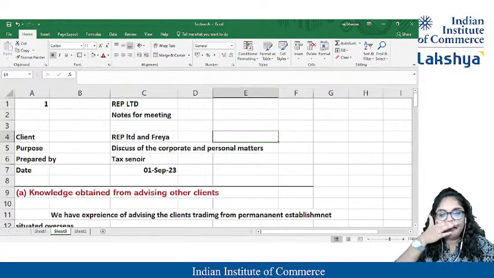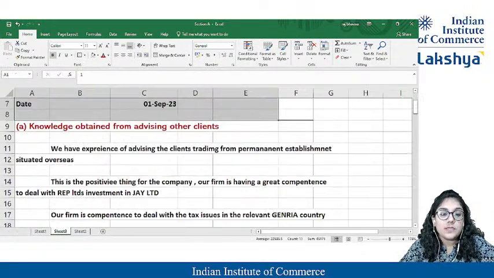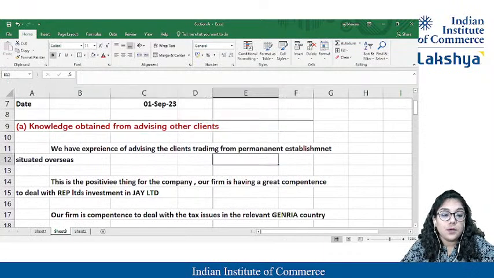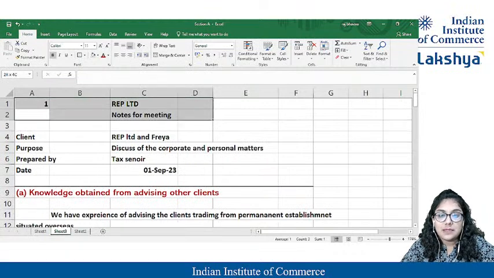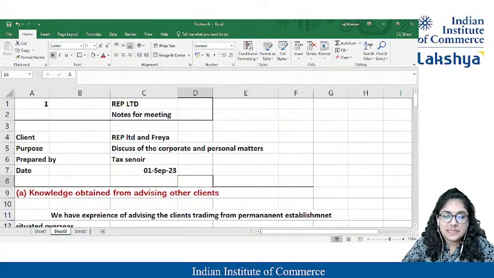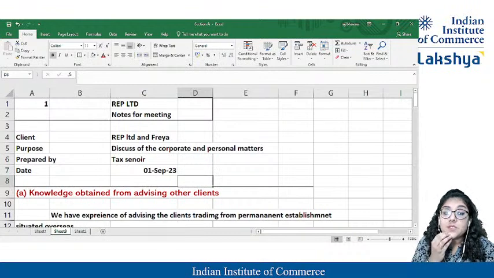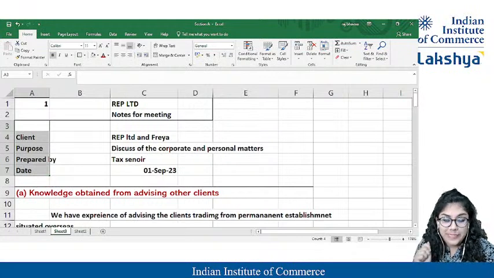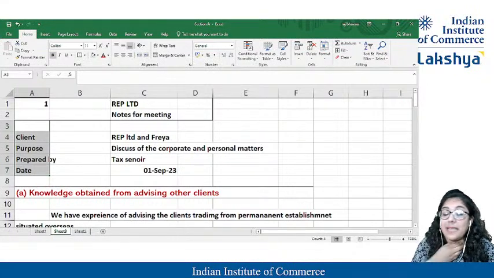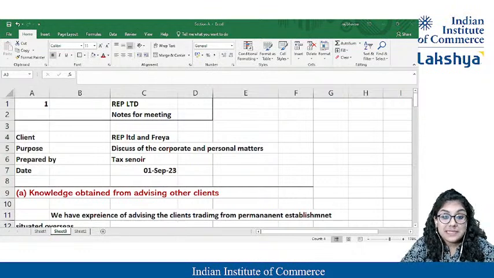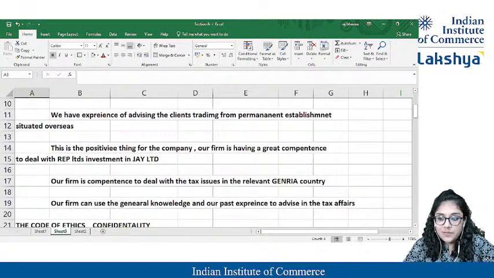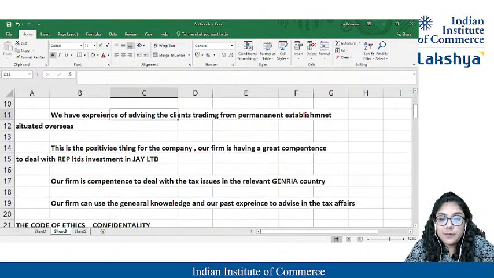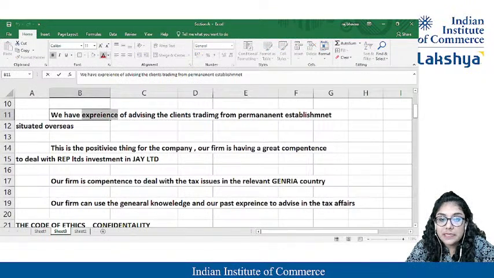The first question that we attended was: what are my experiences, and what could be my ethics which I should follow. So this is the way I need to start writing the answer. This is basically my notes for what I am going to explain. This is my client's data, CPPD. Who is my client, what is the purpose of writing, who has prepared it, and the date. Today's date means the date mentioned in the question. We cannot write my today's date. Knowledge: we have an experience of advising, so I can write that.